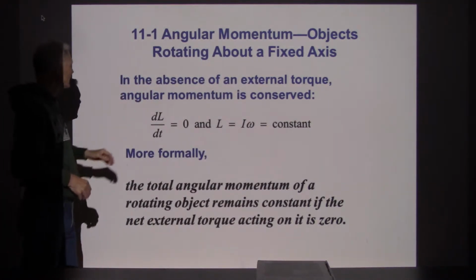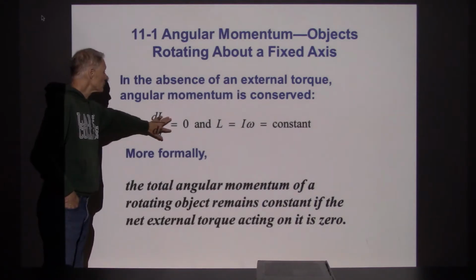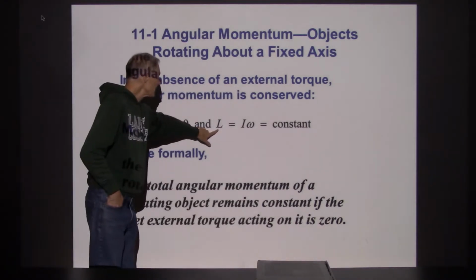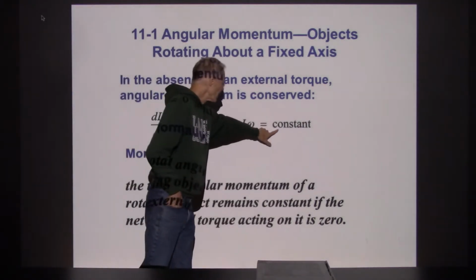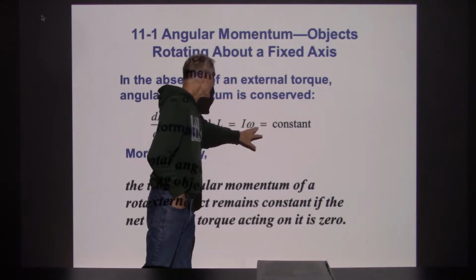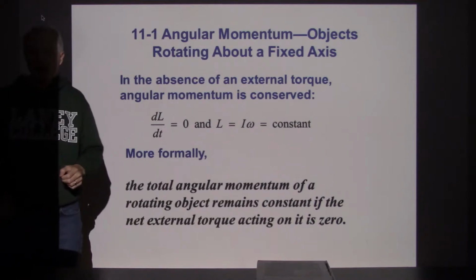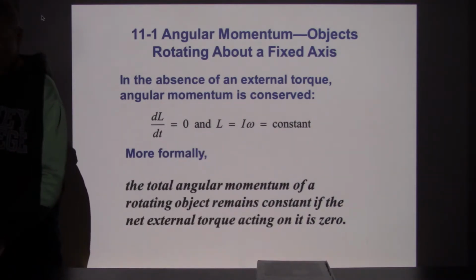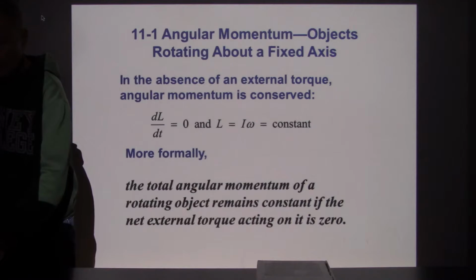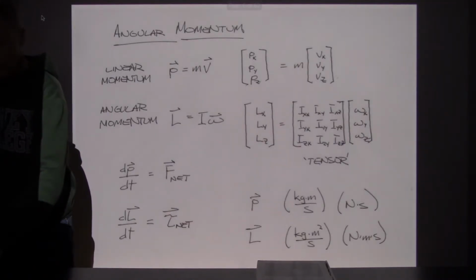Now, if there are no external torques acting on a system, if we isolate a system so there are no torques acting on it, then dL/dt is equal to 0, and angular momentum will remain a constant. And that means I times omega will remain a constant. And there's our first example of, if you can isolate something, the angular momentum of that object will remain fixed.